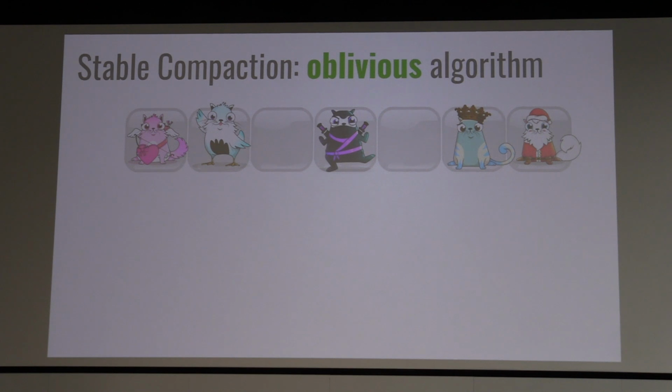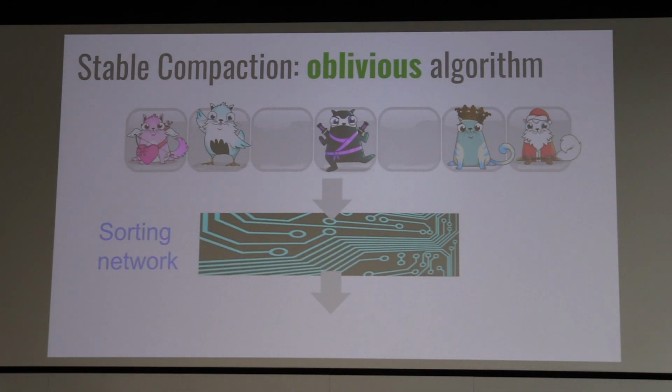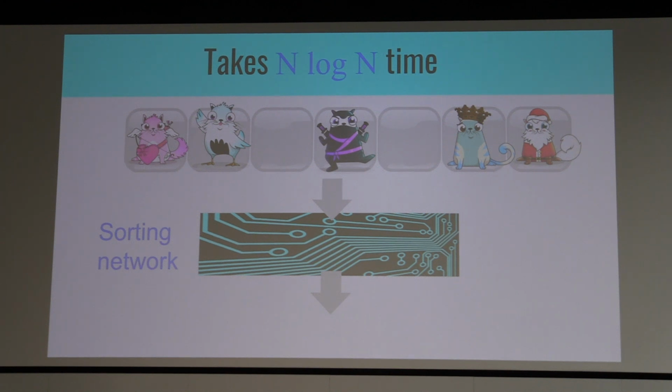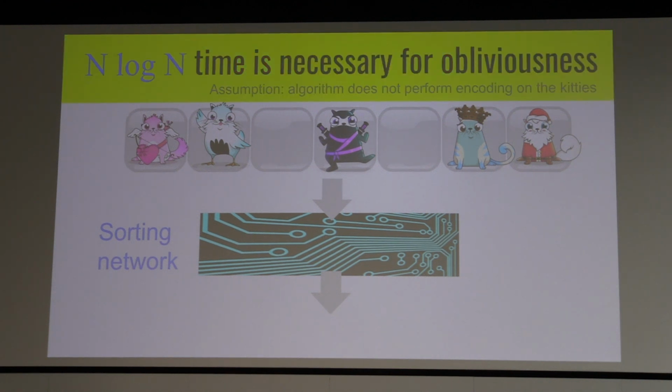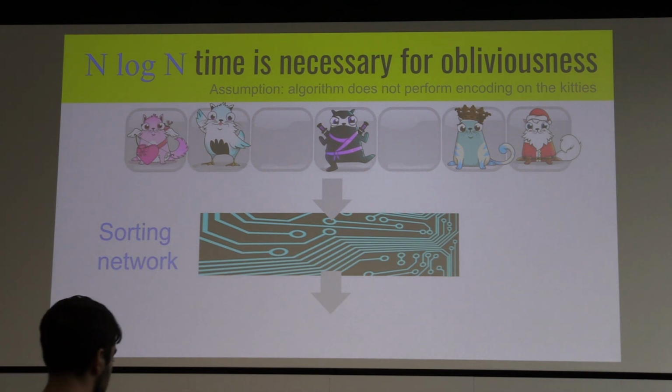And I may not have time to go over the lower bound. So if you want to do it obliviously, it's very simple. You use a sorting network, like AKS. This takes n log n time. And in fact, if you want full obliviousness, n log n is inherent. You can prove a lower bound. We did it in one of our other papers. And this lower bound holds for a natural class of algorithms in the balls-and-bins model. Basically, the algorithm does not perform encoding on the kitties, and it only moves the kitties around. OK.